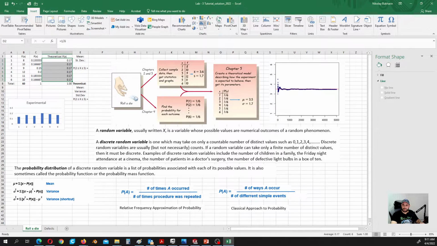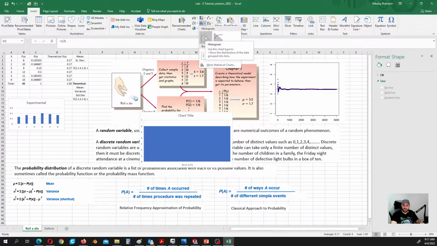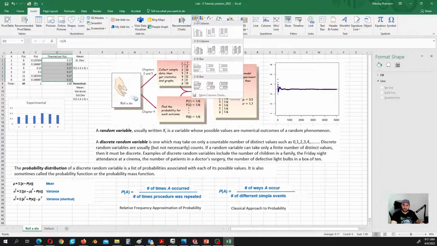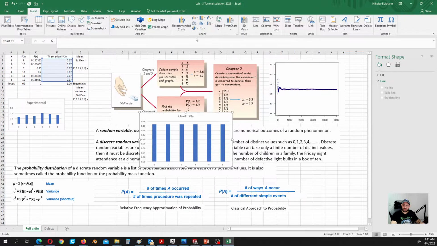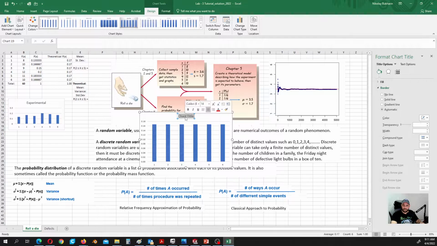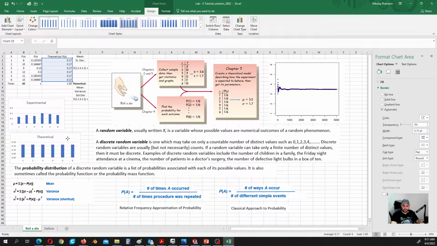It's a quite common error to use the histogram here. Guys, if you have your frequencies and your probabilities, that's not where you apply a histogram. You apply a histogram directly to the data set. Here you just need to use a 2D column chart. And this is going to be our theoretical one.